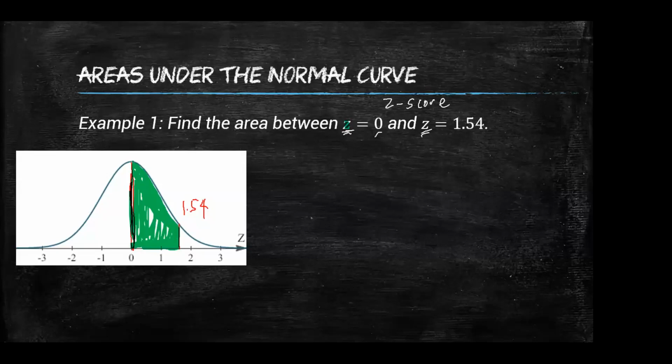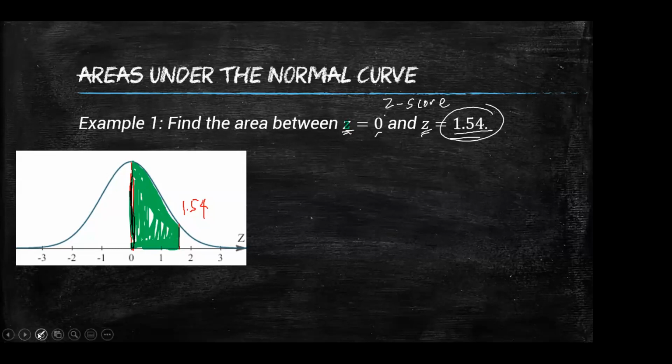Kasi, kunwari, ang score ninyo is in between that area. Anong connotation nun? Anyway, dito lang muna tayo sa actual solving. So, paano hanapin yung area using a z-score? Dito, ang z niya is equal to 1.54. Ibig sabihin, yan ang z-score. Yung corresponding area niya, yun na yung hahanapin natin doon sa table.